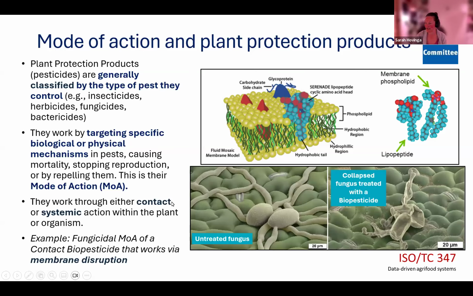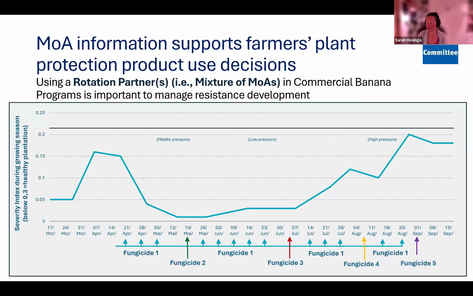And then we see what the effects are in the image below, where you have a healthy, thriving fungal disease on the left-hand side that hasn't been treated, and then you have the fungal disease that's been treated with the biopesticide. So you see that it's collapsed there because of the membrane disruption. So that's an example of mode of action.